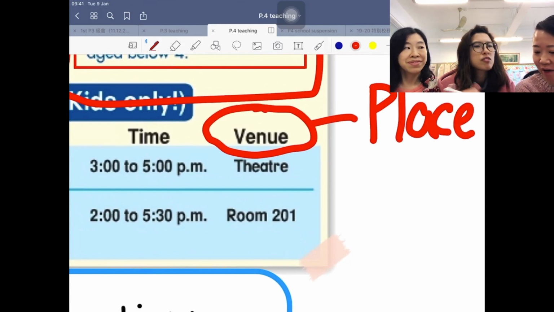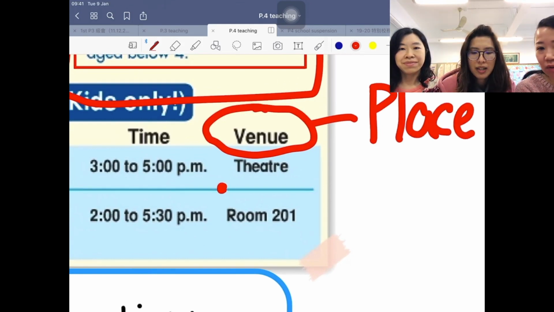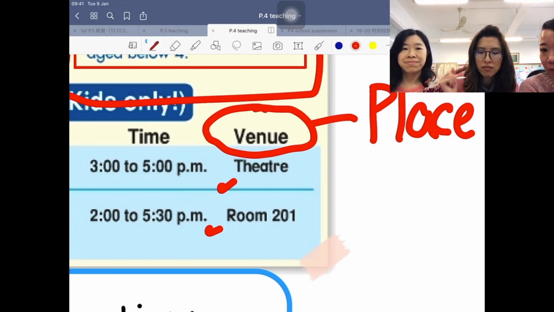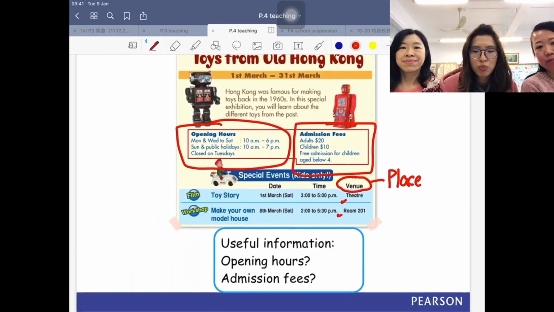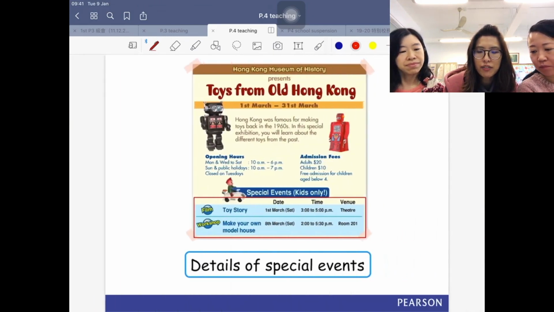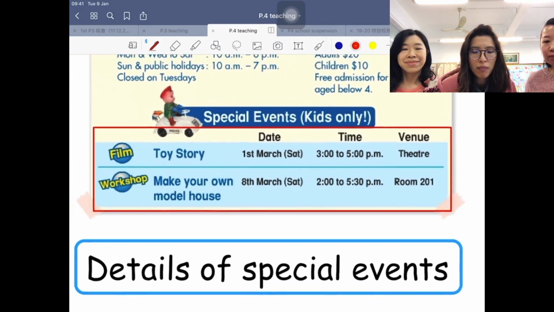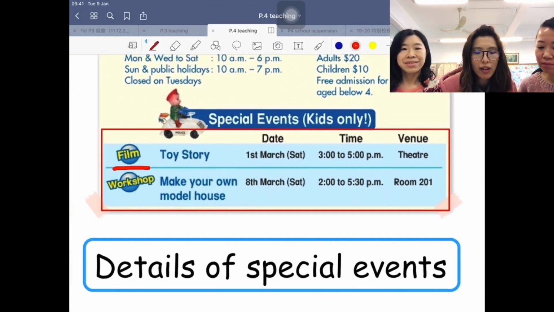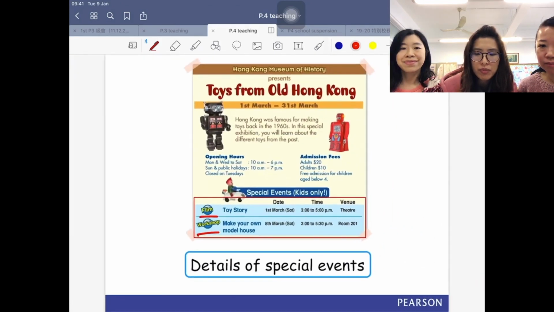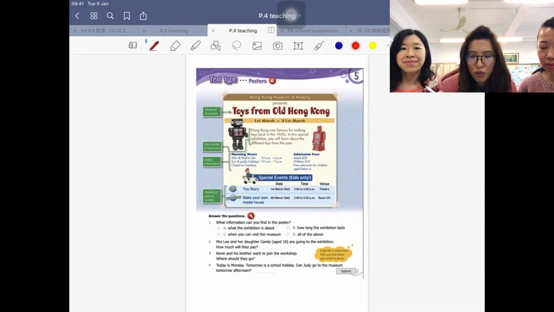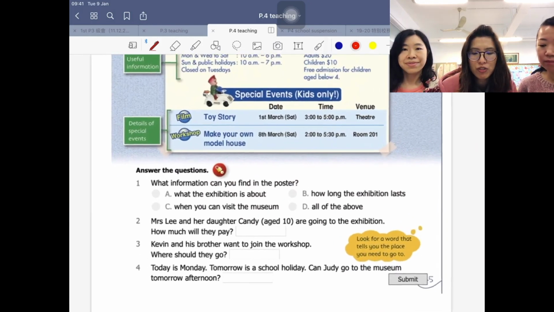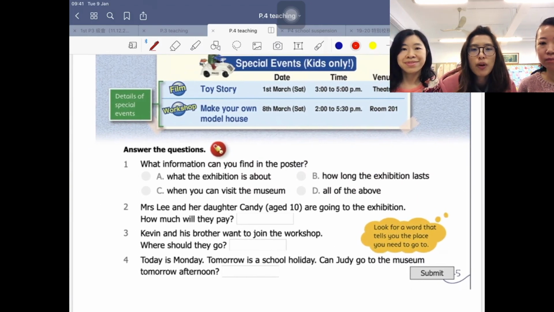Actually, you can guess, right? Yes, from the word theater, room 201. So, if we don't know what venue means, we can guess it from the answer. Excellent. This is how we guess because we may not know all the English words, right? So let's move on and find there are also details of the special events. For example, we can watch a film and then there's a workshop that you can join. Now, I would like you to turn to page 45 in your book and try to do these questions on your own. And then later we'll check the answer, okay?